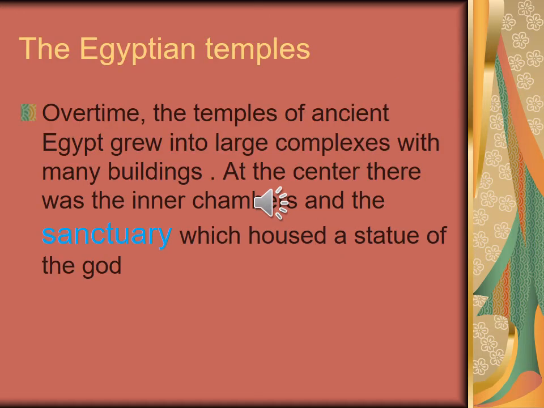Over time, the Egyptian temples grew and became larger and more complex with many buildings. And at the center there were inner chambers. What is the meaning of a chamber? Chambers means rooms. And the sanctuary, which housed a statue of the god.